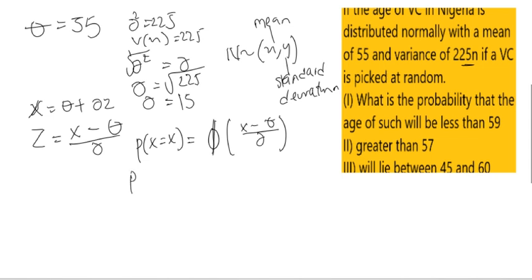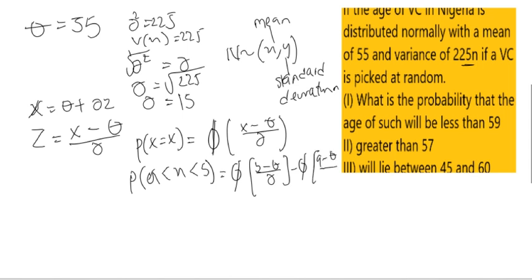But when P of X is of a range, let's say when x is between a and b, the z score index is going to be b minus the mean divided by the standard deviation, minus a minus the mean over the standard deviation. This is very important if we want to get accurate answers. So now let's continue. We've already gotten our mean, our variance and our standard deviation. Now let's solve the question.